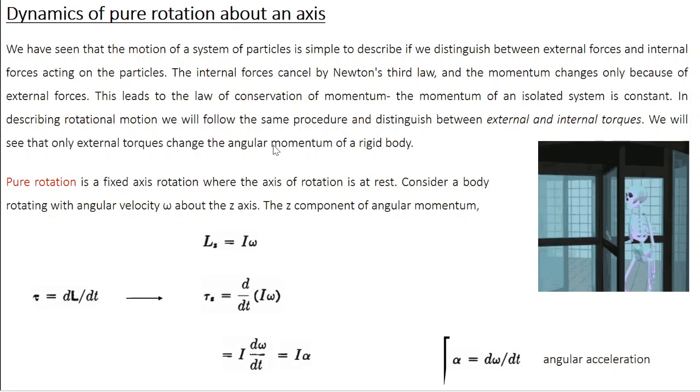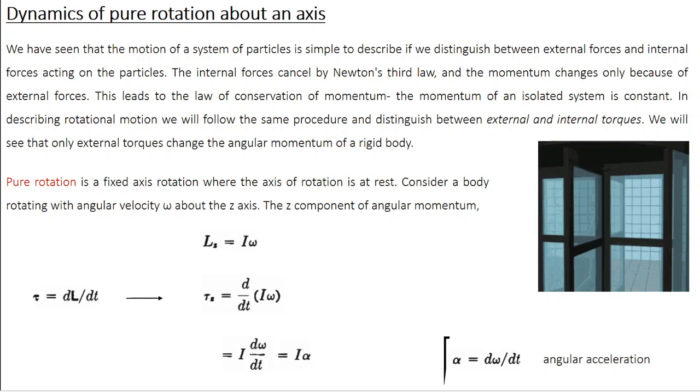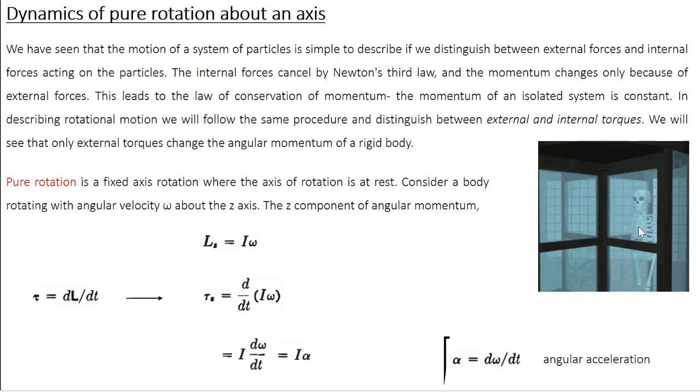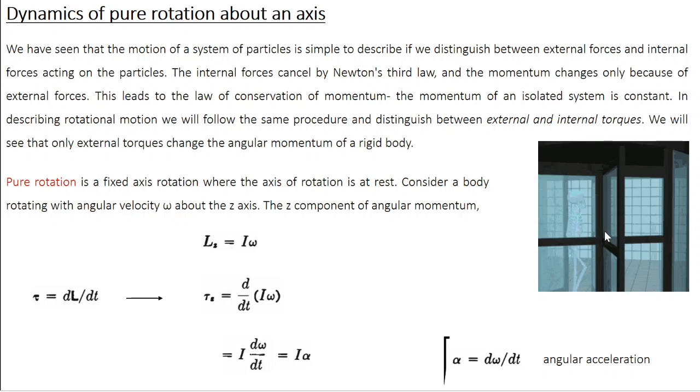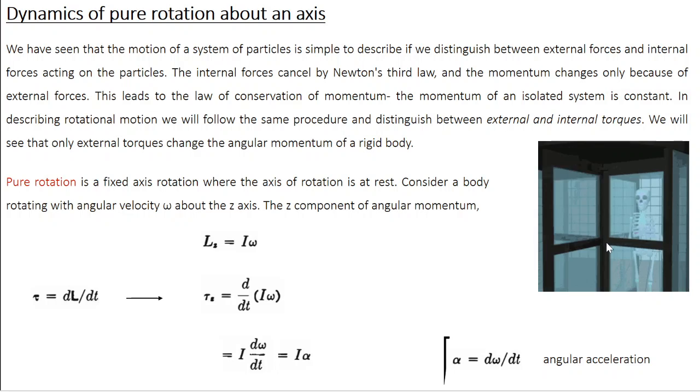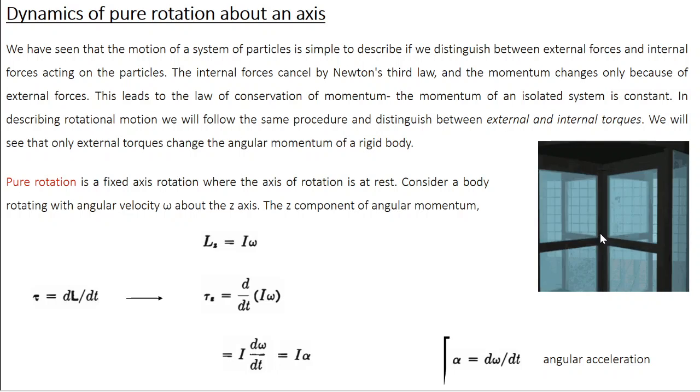Now in today's discussion we are going to talk about a special type of fixed axis rotation known as pure rotation, where the axis of rotation is at rest, like the rotating door shown in this video. Here you can see the axis of the rotation remains at rest, or if you look at a rotating fan, the axis is always at rest.